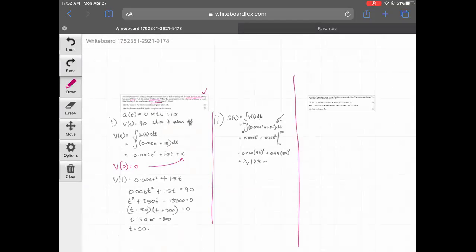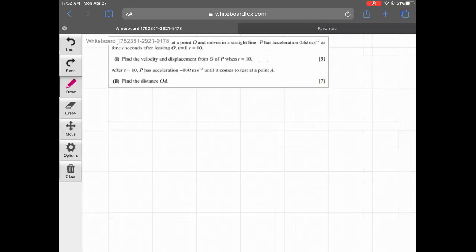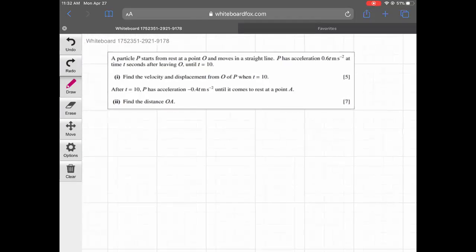No. Okay. We've got about 5 minutes. I'm not sure how much of this one I'll be able to get through. So 5 marks for the first one. Same thing. Okay. We've got a particle P starting from rest at a point O.